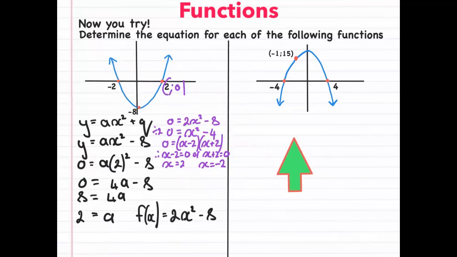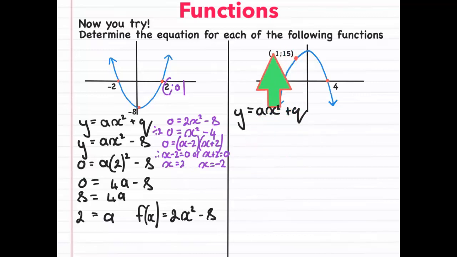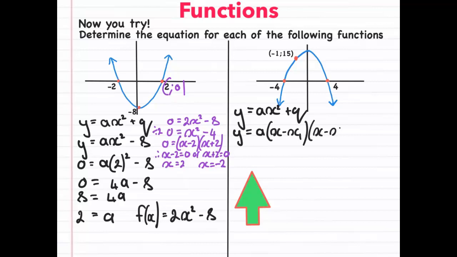Now, how about the next example here? Again, they didn't give us the y-intercept, so that becomes a little bit of a problem, because if we say y equals ax squared plus q, and we don't have q, we also don't have a. So even if I take that point and put it in the place of y and x, I still have two unknown variables, so I cannot solve for one. So here I have my two x-intercepts, so I'm going to use the factorized version of this equation, which is y equals a(x minus x1)(x minus x2).